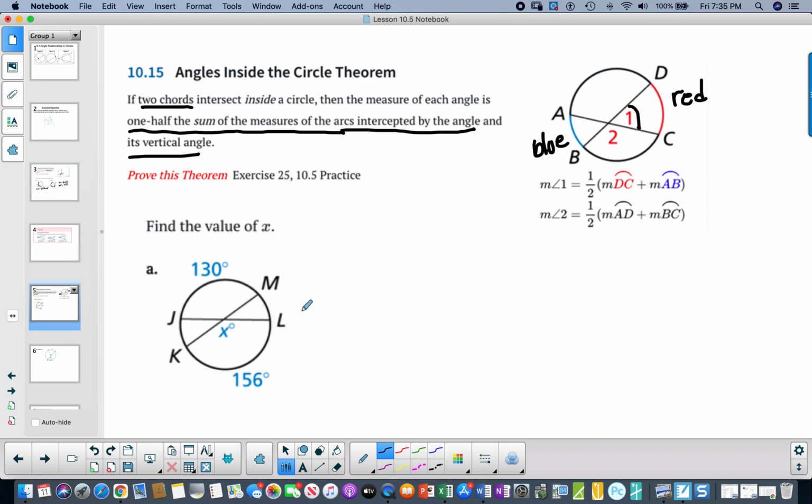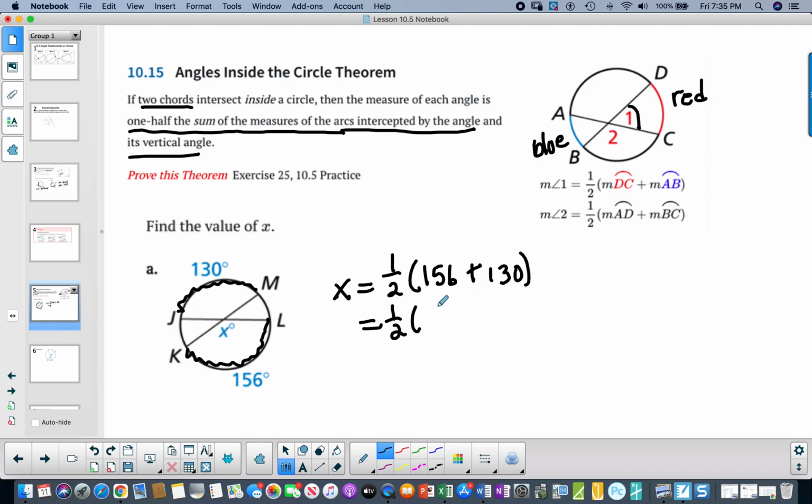So to figure out what x is, we are going to take 1/2 of the intercepted arc, and the arc that is inside this one for angle x here is 156. And then we look for its vertical angle, which is 130. So that's going to be 1/2 of, and that's 286. And when we take half of that, that's 143 degrees, and that's how big angle x is.